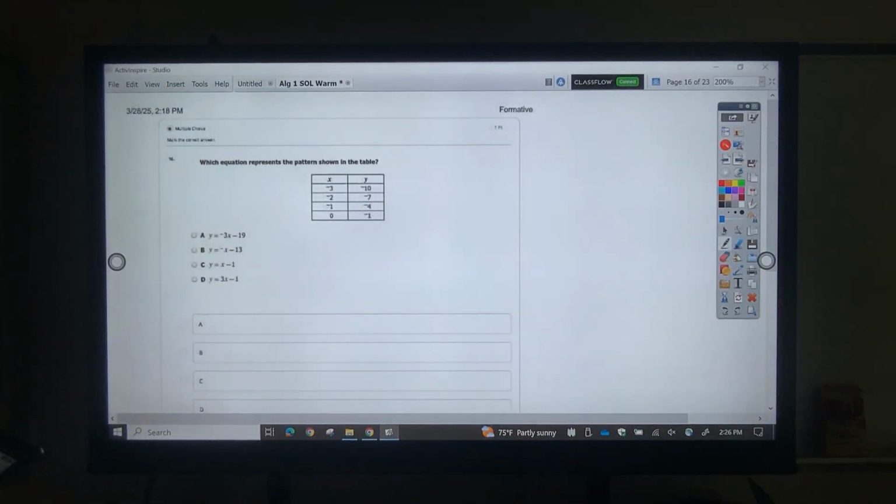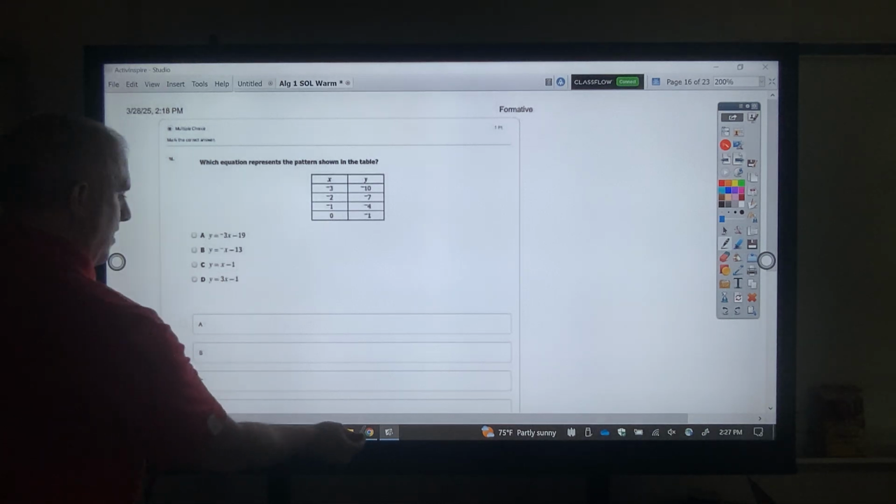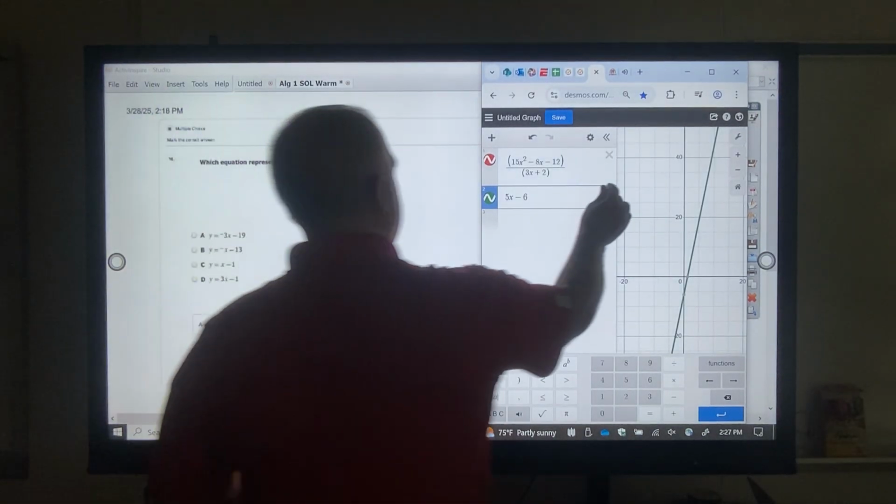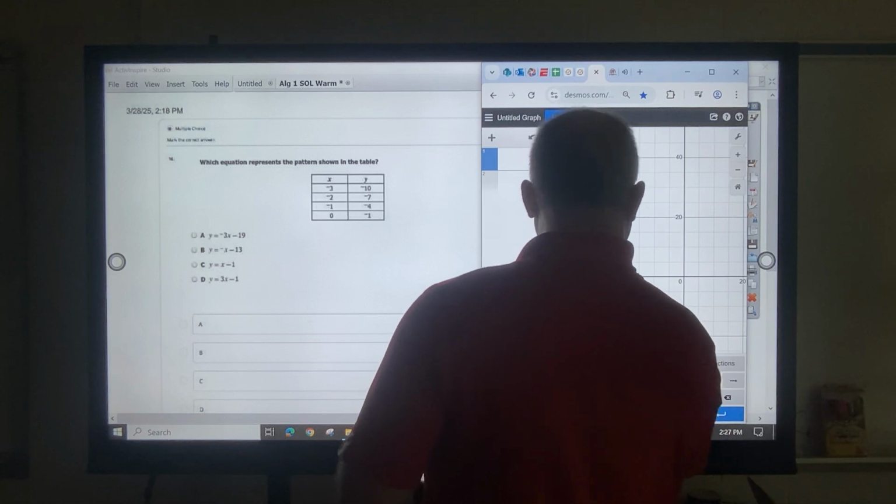Okay? Which equation represents the table below? All right? Now, here's what I would do for tables. All right? Real easy. Type them in. Y equals.